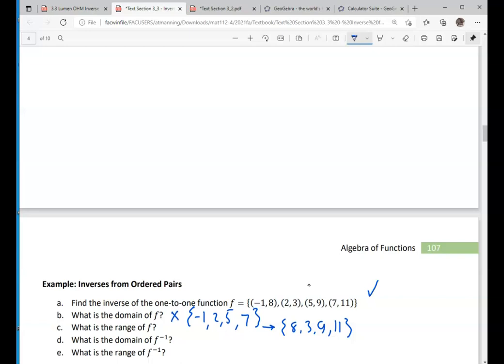The domain of f inverse is the same as the range of f. Well, here's my range of f, so there's the domain of my inverse. And the range of the inverse gets me back to my original domain of the original function f. So it's the same as the input that I started with: negative 1, 2, 5, 7. Or curly brace, that should be curly brace. Okay, let's just check, did we get it right?